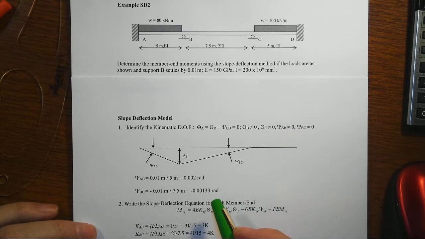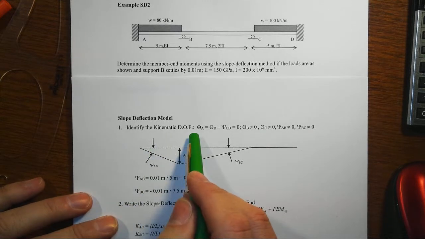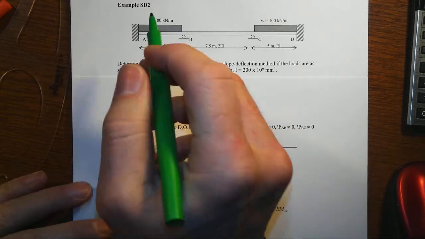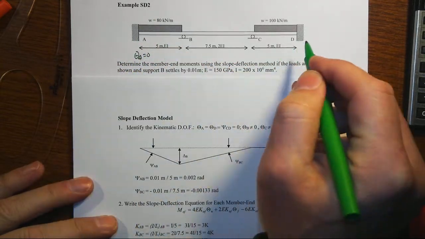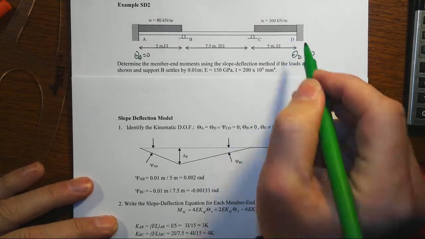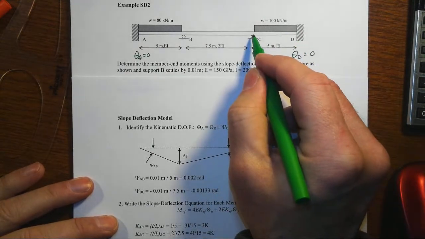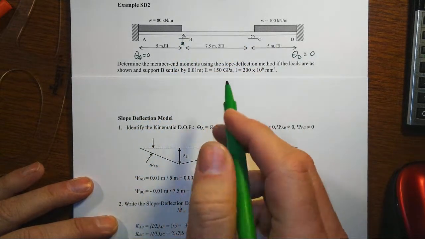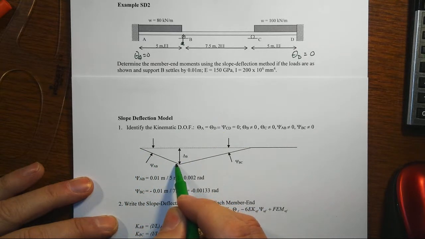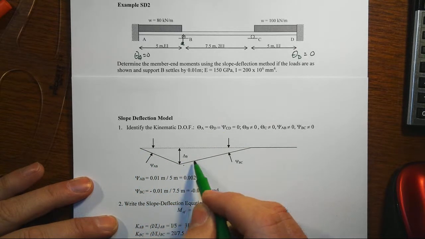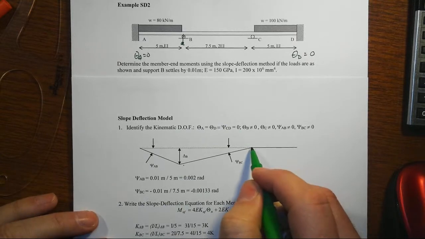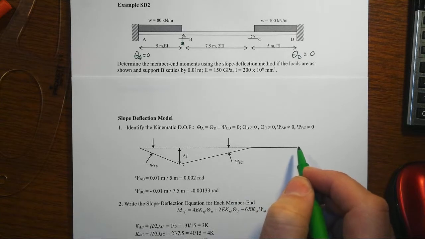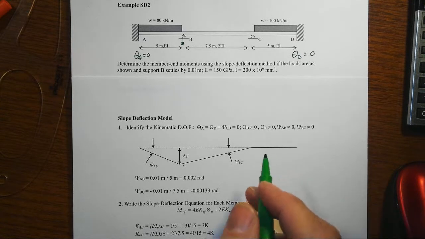And of course, the first step in the slope deflection method is to identify these kinematic degrees of freedom. The rotation at A is going to be 0 because of the fixed end. The rotation at D is going to be 0. Because support B moves downwards, we know that we're going to get a chord rotation for the left span. We'll get a chord rotation for the middle span, but we will have no chord rotation in the right outer span. All that's going to be particularly important.